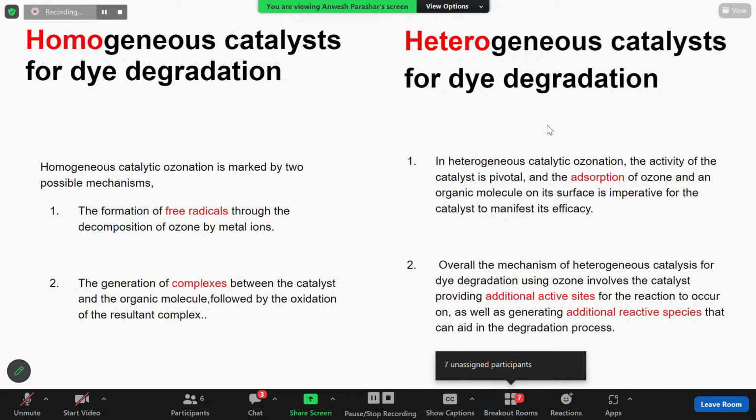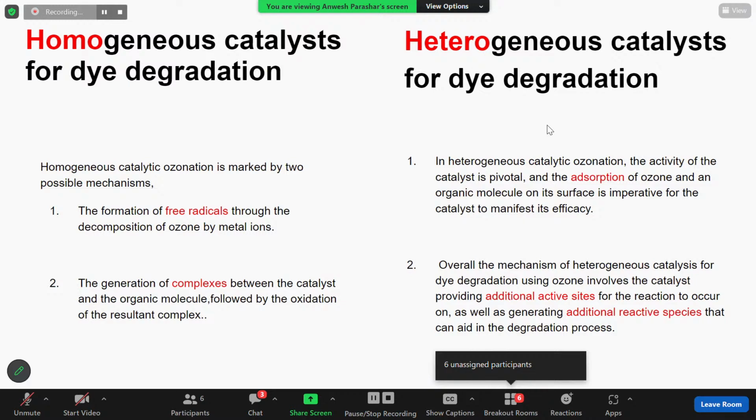This is the basic comparison between the homogeneous catalyst and heterogeneous catalyst in the degradation process. The homogeneous catalytic ozonation is marked by two possible mechanisms. The first one is the formation of free radicals through the decomposition of metal ions, and the generation of complexes between the catalyst and organic molecule, followed by the oxidation of the resultant complex.